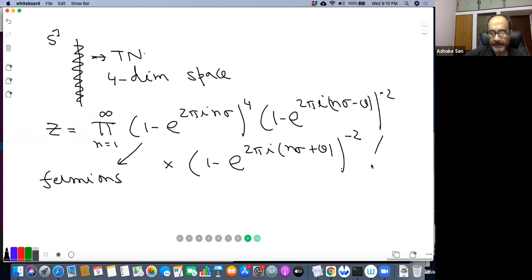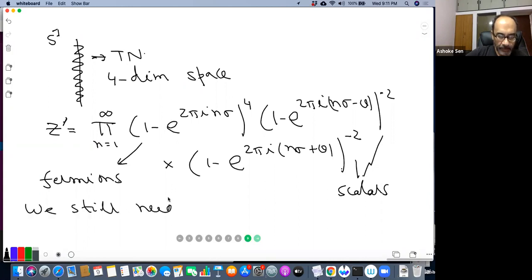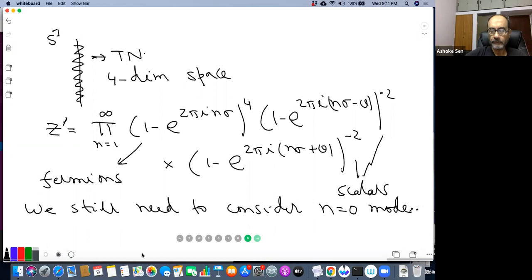And these are from scalars. Okay, because minus sign clearly is a signal that these are bosons. And the scalars carry J charge, and that's why you see this V and minus V over here. Okay, so let me call this Z prime because you are not finished yet. Okay, there is something else that you have to do. So we still need to consider the n equal to 0 mode. Okay, and this is what we are going to discuss next.